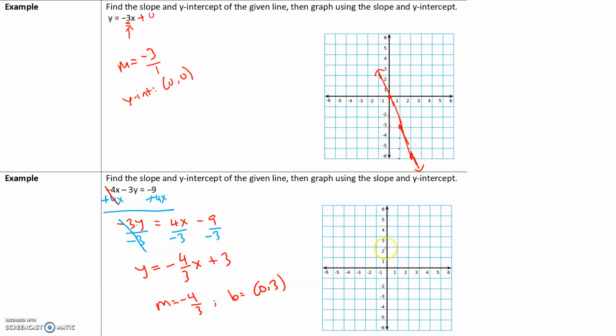So we start with the y-intercept, at 0, 3. Our slope is -4/3, so we're going to go down 1, 2, 3, 4. That's our rise of -4, and the run is +3. So that's our second point. We can connect the 2 points to make a line, and we're done.